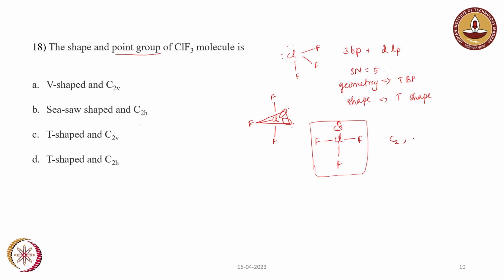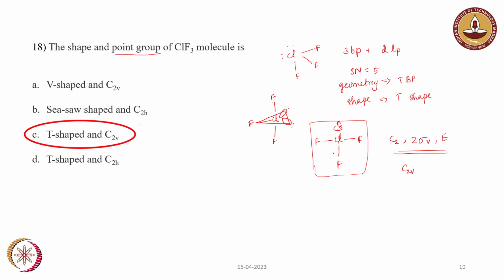So there are two mirror planes present, two sigma v, and one identity element, which is if we don't change anything, the molecule as it is. So there are four elements present for this molecule. C2 and 2 sigma v means it's a C2v molecule. So the answer is option C, T-shaped and C2v.